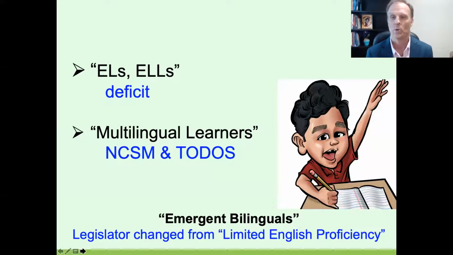And so here's your visual. We talked about it before. The terms ELLs, Ls, that's like calling you a left-handed learner. If you're right-handed, you learn to use your left hand. Let's use the term multilingual learners.